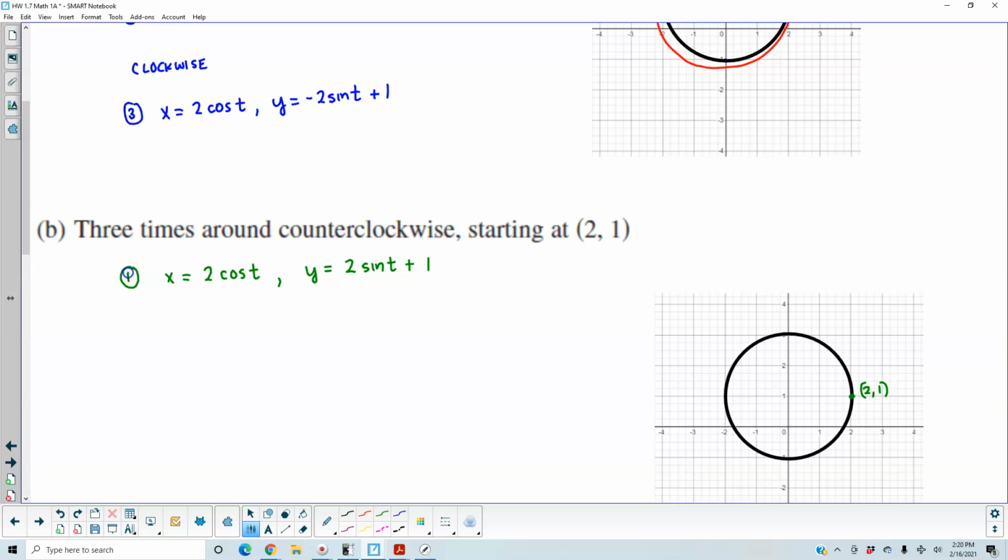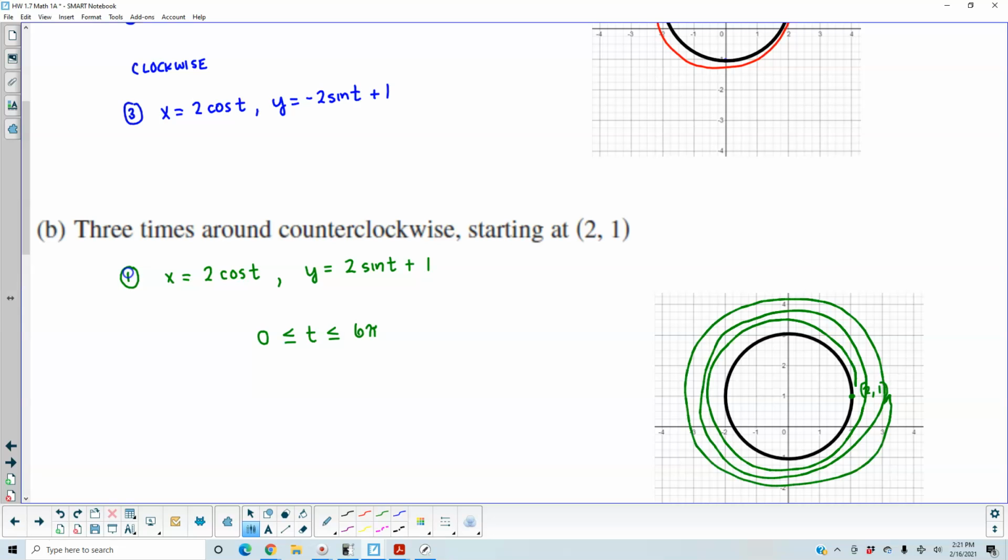And now, since we are going 3 times around counterclockwise, starting at (2, 1), we also know that t is going to have to be between 0 and 2 pi times 3, which gives us 6 pi. So if we start here, we go 1, 2, and then 3.